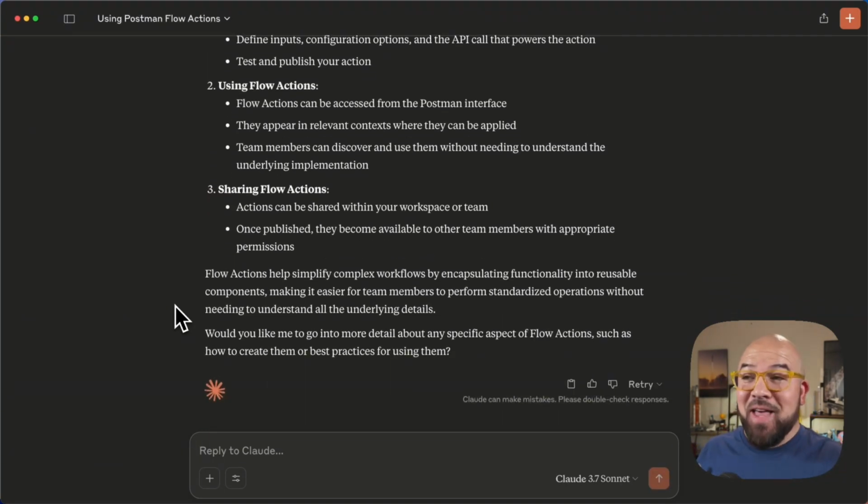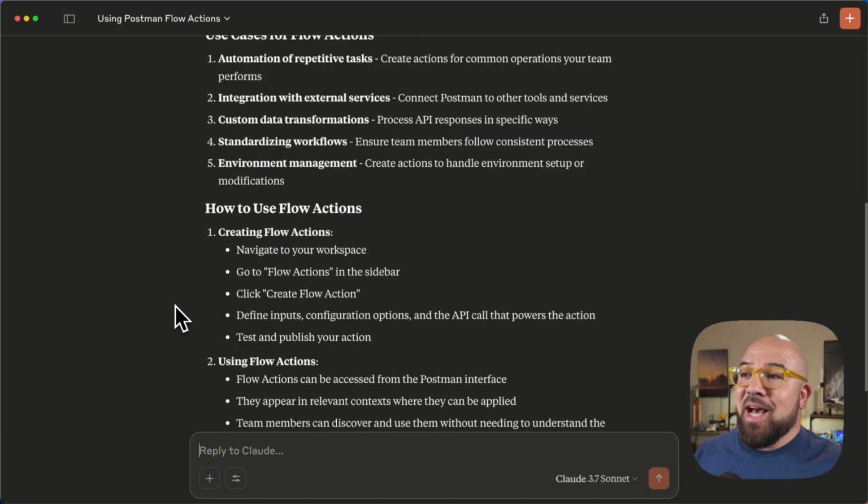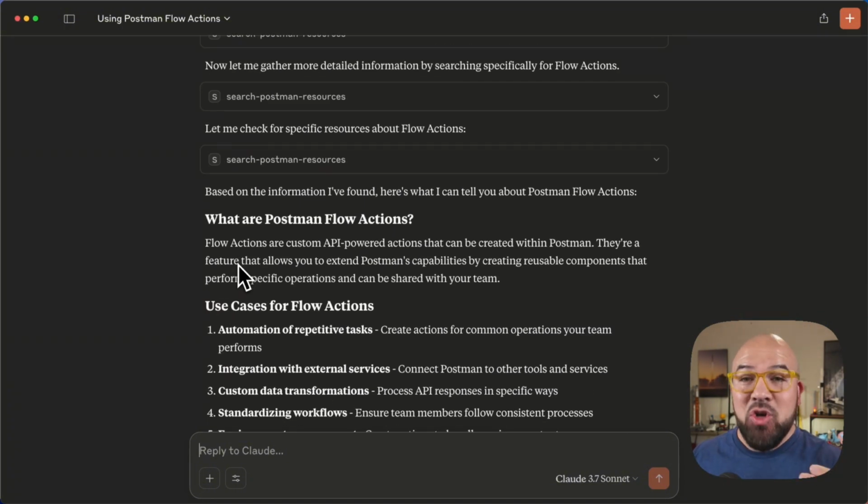Okay, there we have it. That is in 2.5 minutes. That shows the flow action. It gives me an explanation. I know this is part of Postman's documentation, but it is not part of the training that an LLM would have. So proof of concept shown that this is working.